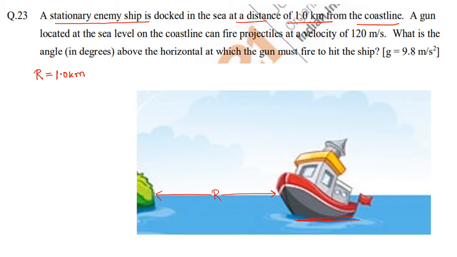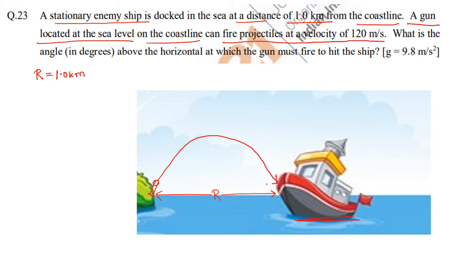Now, a gun is located at the sea level on the coastline. So suppose here is the gun. From here, the gun fires projectiles at a velocity of 120 meter per second. So the projectile goes like this and it hits the ship here.